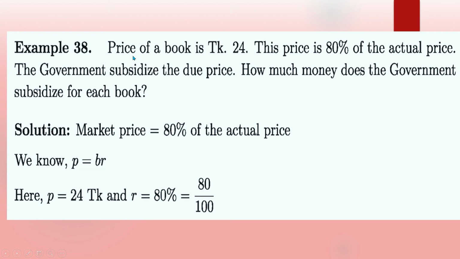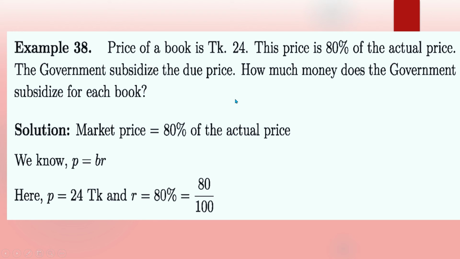Here, number 38: price of a book is taka 24. This price is 80% of the actual price. That means the actual price is absent. This is the market price. Okay, the government subsidizes the due price. Subsidize means subsidy or commission. How much money does the government subsidize for each book?